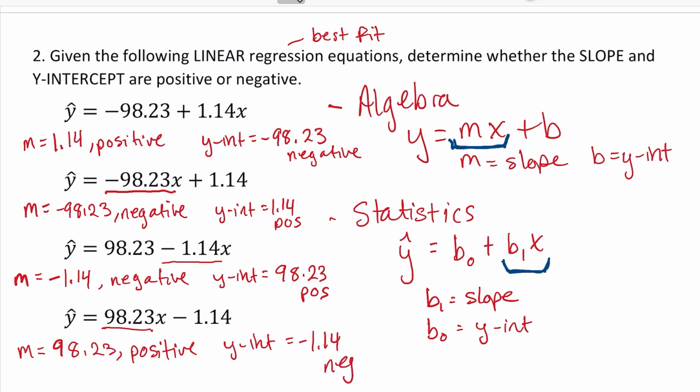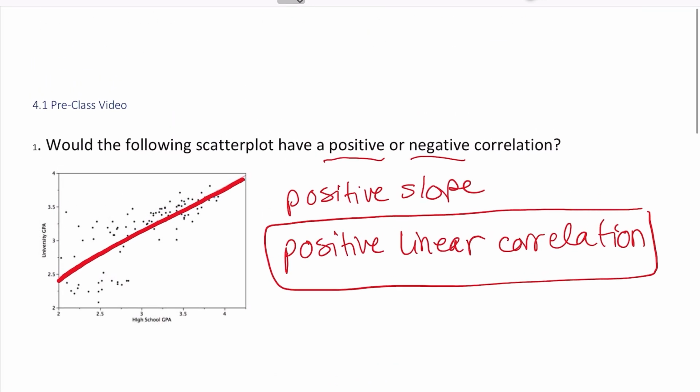And that's basically what's on your 4.1 pre-class quiz, so you should be able to answer those questions.